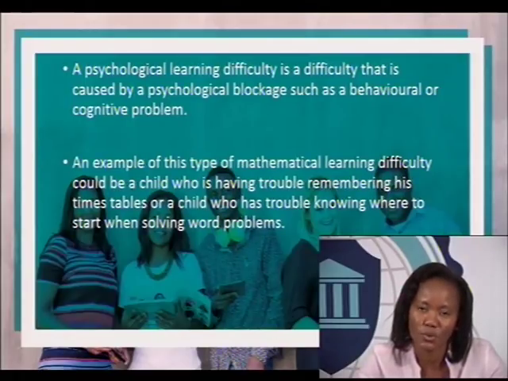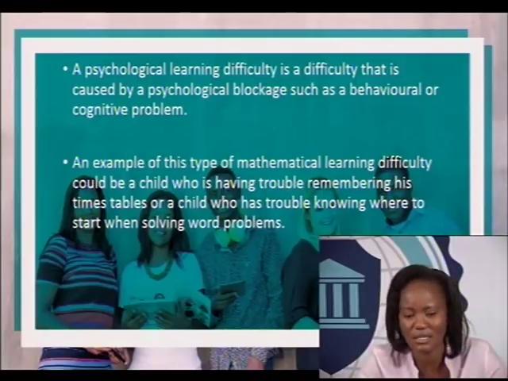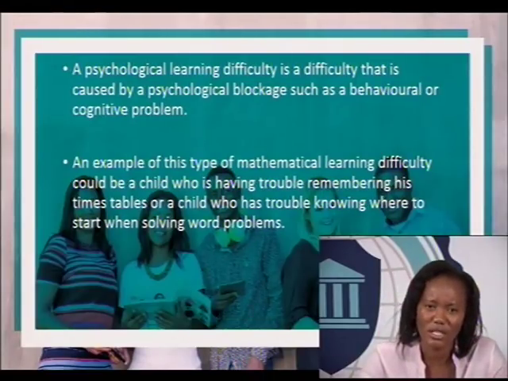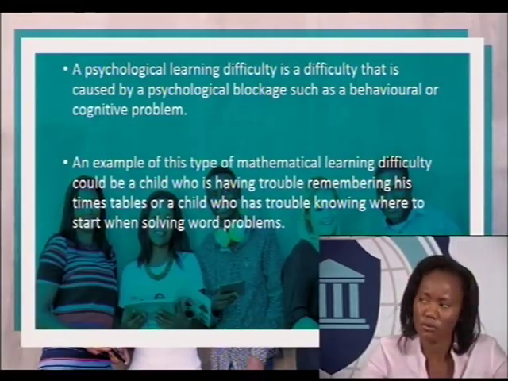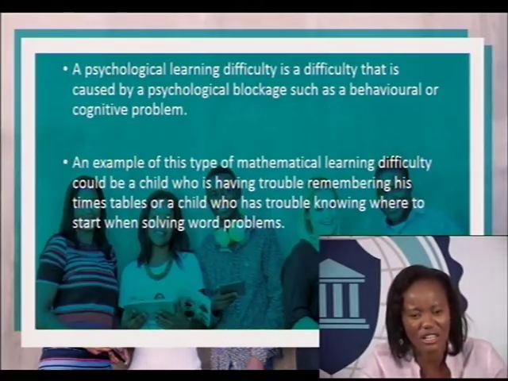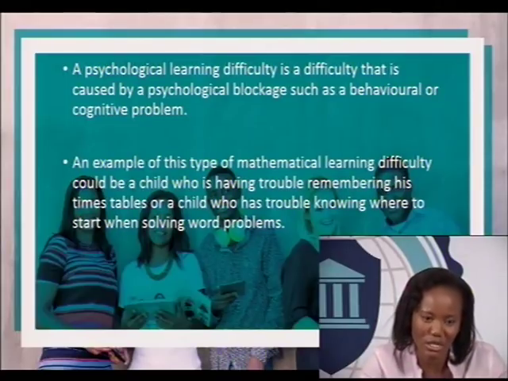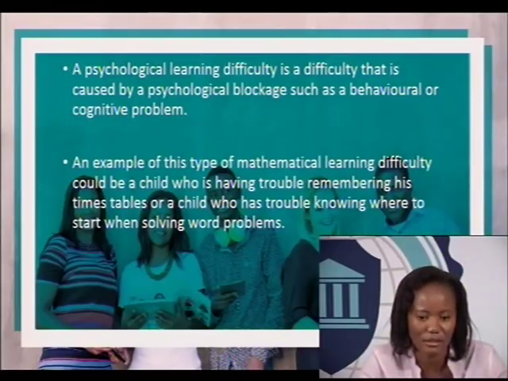This child may end up swapping letters, seeing a 9 as a 6, or will end up calculating, instead of starting from the left, starting from the other side. It's psychological. There's a cognitive problem somewhere there. So this is the difference between the two, and the examples as to what is a psychological learning difficulty.